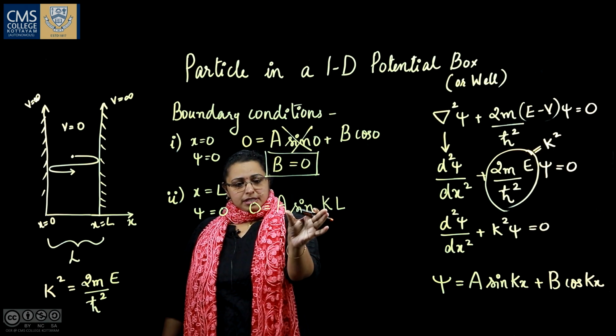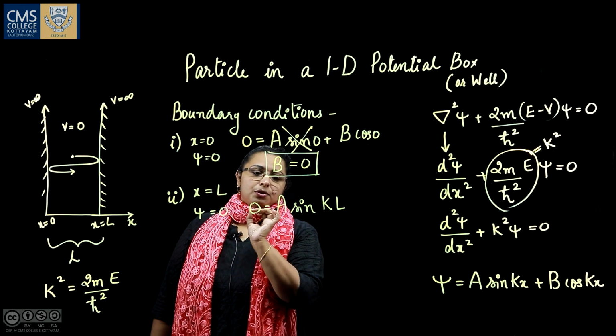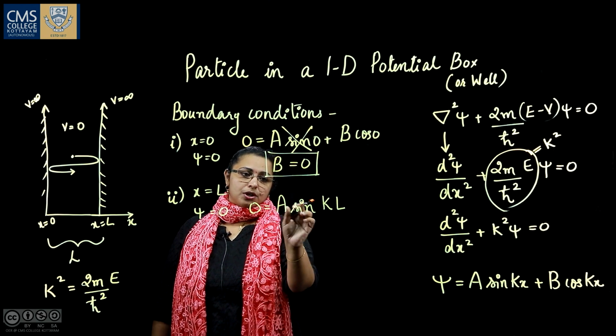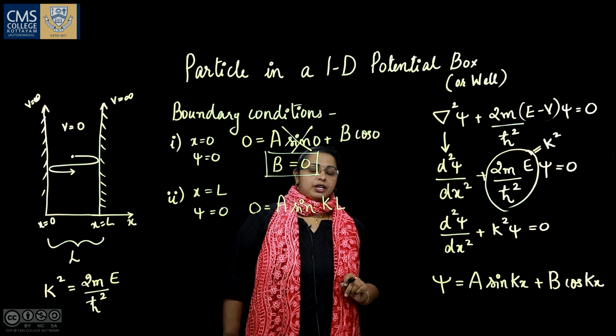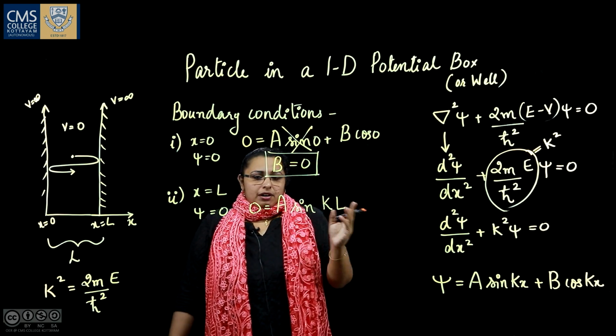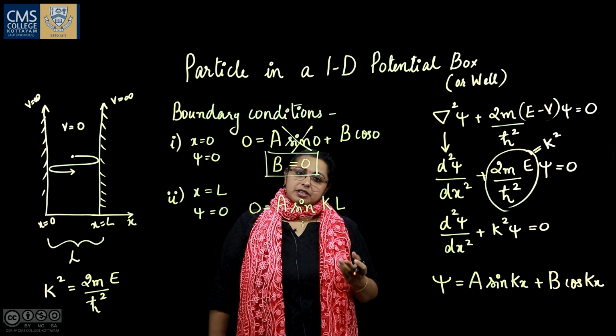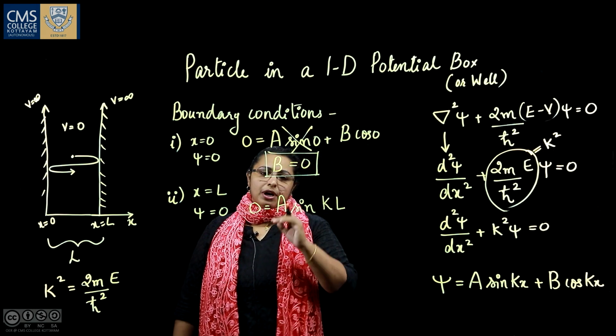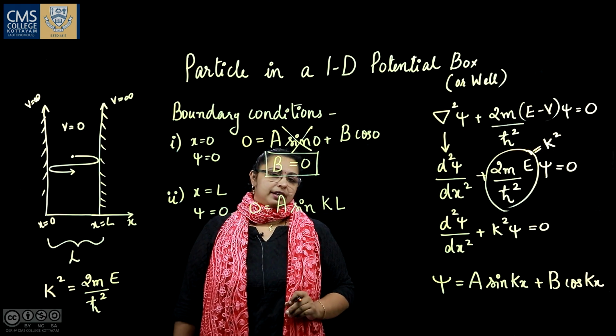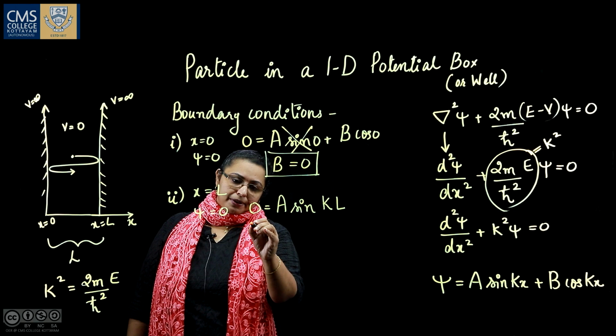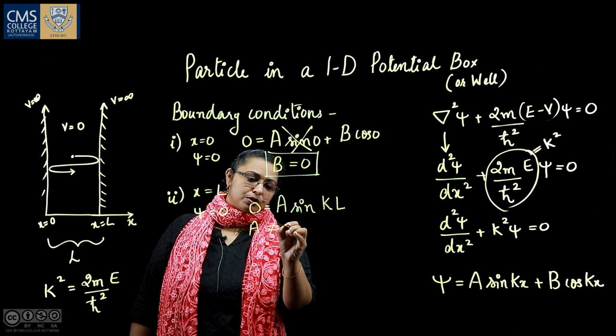Now for this equation to become 0, either A should be equal to 0 or sin KL should be equal to 0. Now you cannot have two constants in an equation equal to 0. Therefore, already you have B equal to 0, you cannot take A equal to 0. Therefore obviously A is not equal to 0.